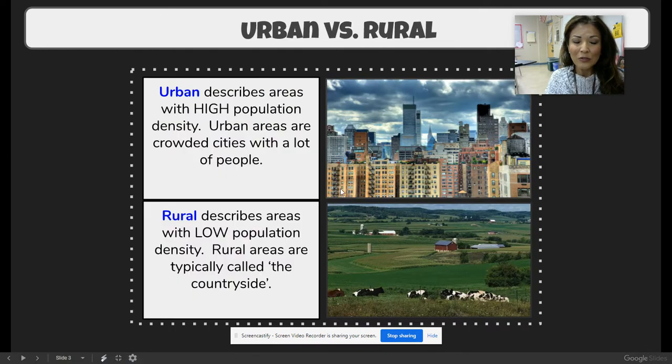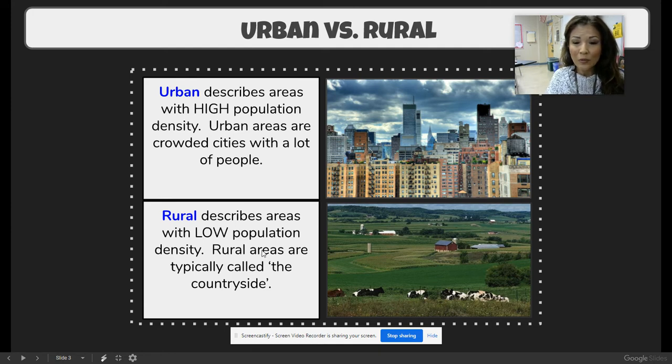As you can remember, using your prior knowledge, urban describes high population areas. This would be like us, where we live, in the suburbs, in the subdivisions. We have tons of homes. We have schools, buildings, restaurants, tall buildings, apartment complexes. This is an urban location, and it's probably going to be very highly populated.